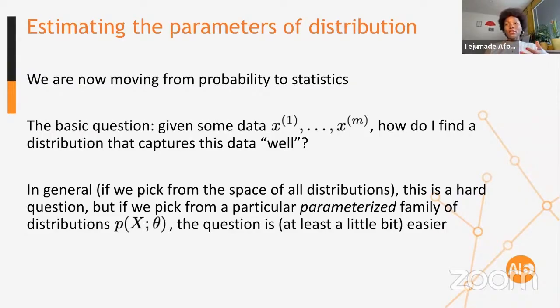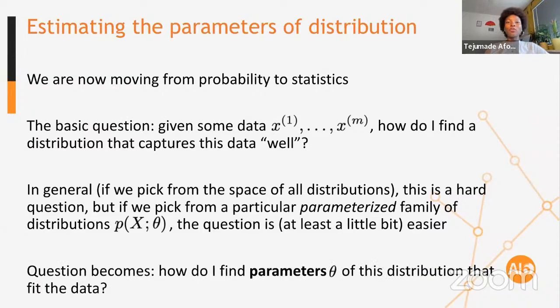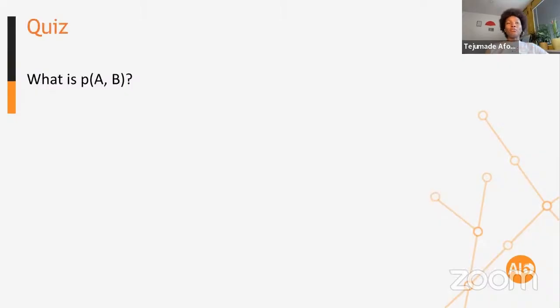So if we think about a particular distribution, then this question becomes easier to answer. It becomes: how do I find the parameters theta of this distribution that fit our data well? And this is the core idea of maximum likelihood. So before we start, I wanted us to do another quiz, because we will be talking a lot about probability, and I want to make sure that you refresh your knowledge from last week.